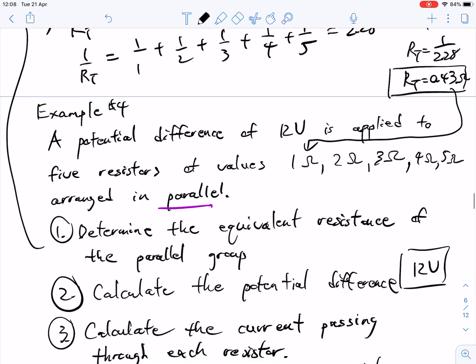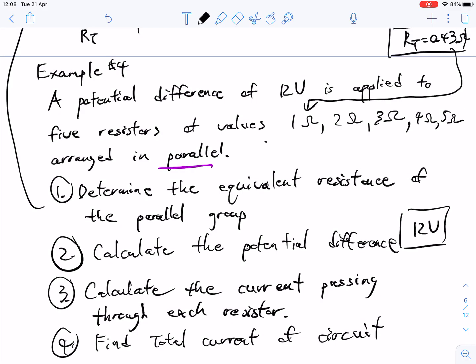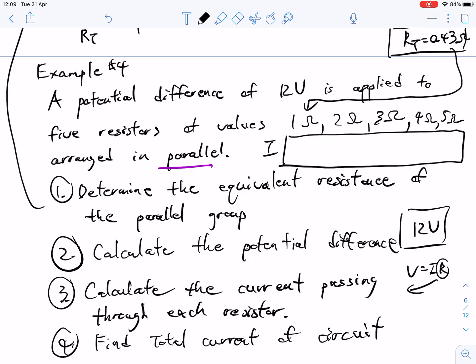12 volts, right? The current will be different though, so current is V over R. V equals IR, yeah, V over R, right? So 12 over 1 is 12 amps. Wow, that's a lot. 12 over 2 is 6 amps. 12 over 3 is 4 amps.